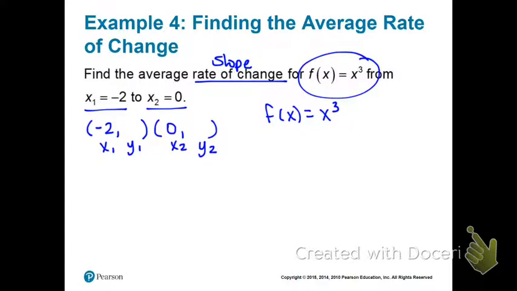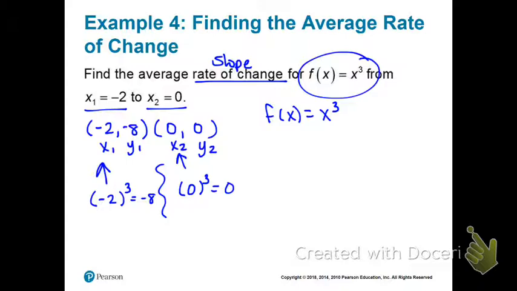The first thing I'm going to do is plug in that negative 2 to find its y value. So if we take the negative 2 and plug it in, I'm just going to do it below here. Remember, it's x cubed for this problem. So negative 2 cubed is negative 8. And so negative 8 is my y1. Then I'm going to plug in x2. My problem was x cubed, so I'm plugging in 0 for my x. 0 cubed is 0. Now we have our two ordered pairs.